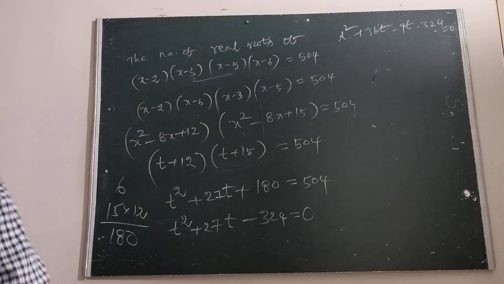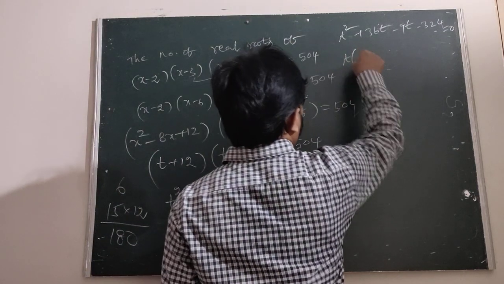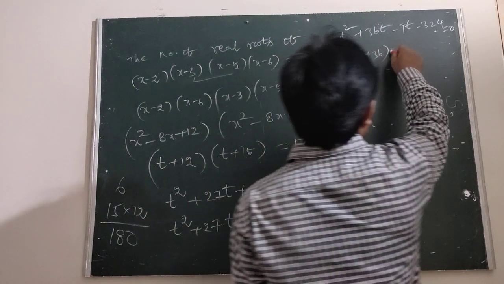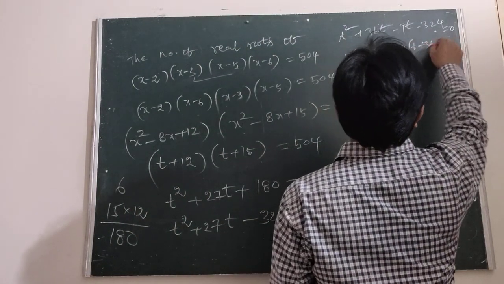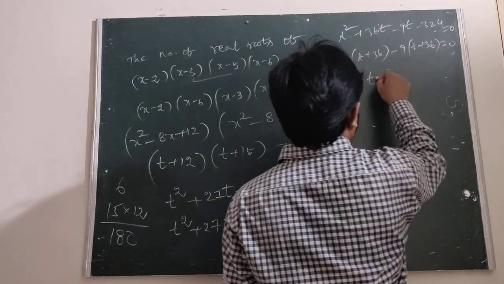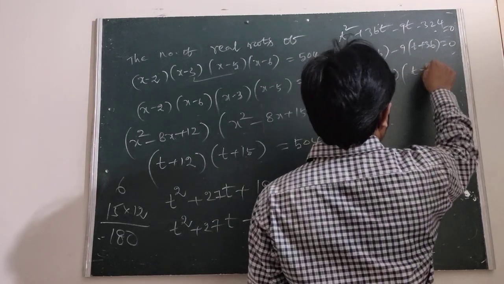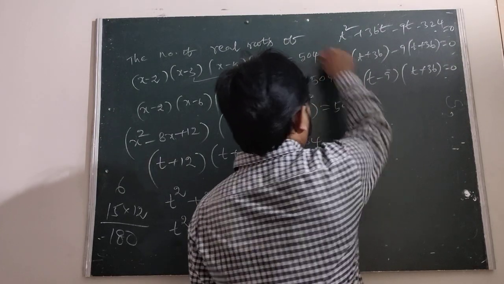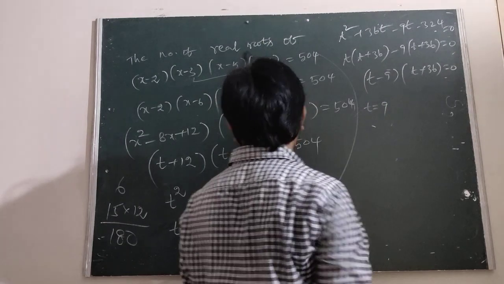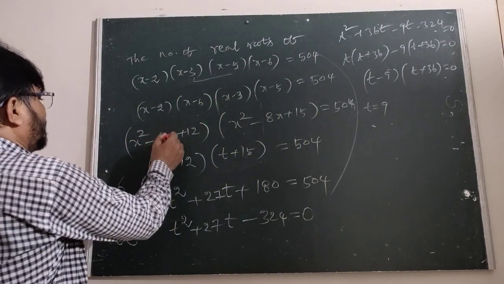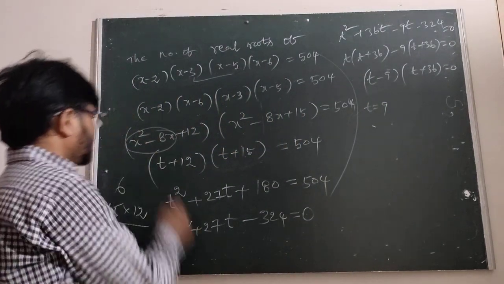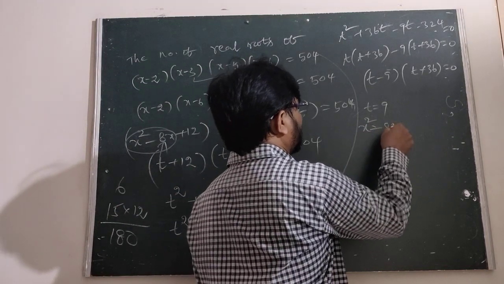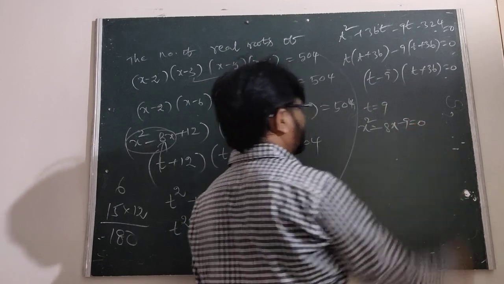Now we can write t as the common factor: t plus 36, and minus 9 as the common factor, that is t minus 9, t plus 36 equal to 0. When we take t equals 9, what is t here? We are taking t as x square minus 8x. That is x square minus 8x minus 9 equal to 0.